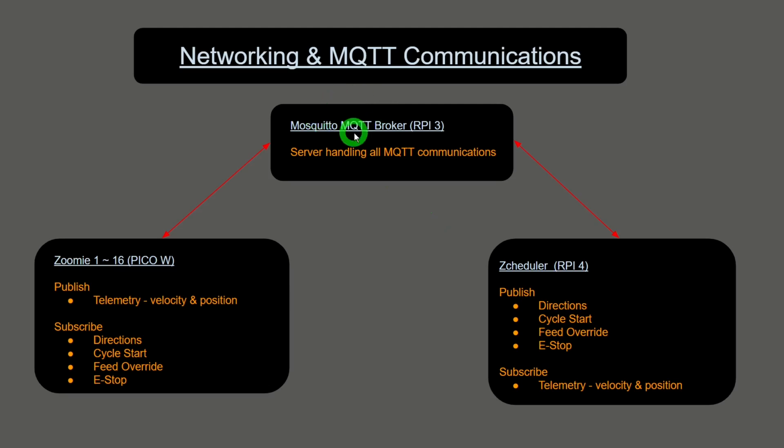So for right now, understand this. There's a broker running on a Raspberry Pi 3. It doesn't require any interaction from us other than to simply have that little computer turned on. There will be 16 Zoomies, each with a unique ID, and each of those will publish telemetry data and subscribe to direction, cycle start, feed hold, and e-stop. That information passes through the broker over to the scheduler running on a Raspberry Pi 4, which publishes these topics and subscribes to these. The important thing to remember with MQTT is that any device is going to subscribe to topics it needs to have information about, and it can publish any information as well. Whichever other devices on the network subscribe to it, that data will be routed to them.